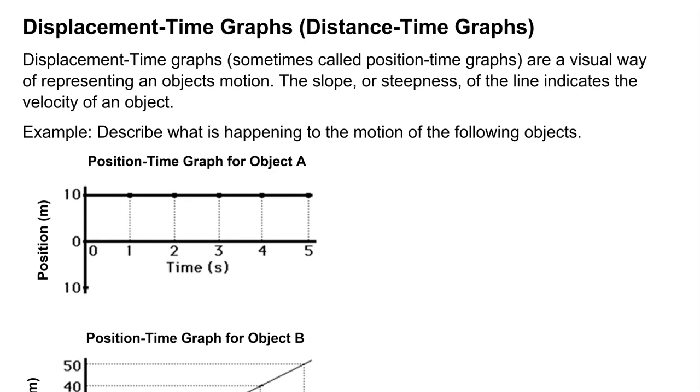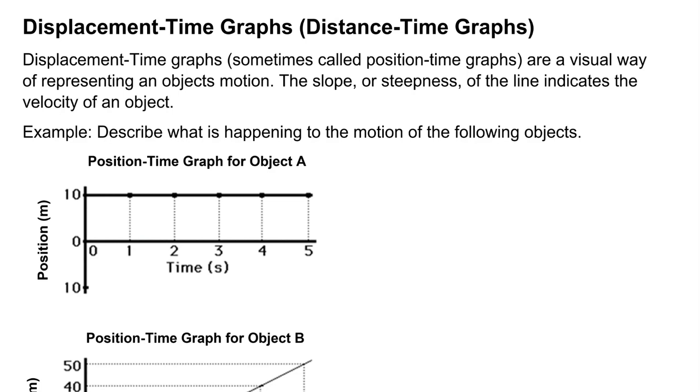We're talking about displacement time graphs and velocity time graphs today. A displacement time graph, sometimes called a position time graph or a distance time graph, is a visual way of representing an object's motion. The slope, or the steepness, of a line indicates the velocity of that object.